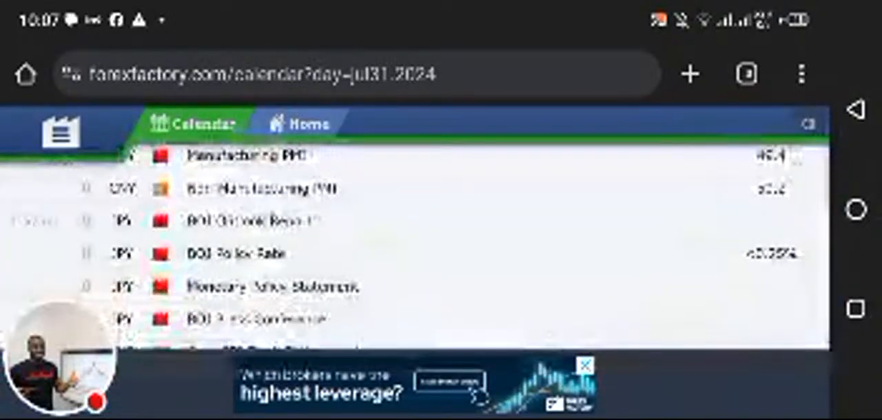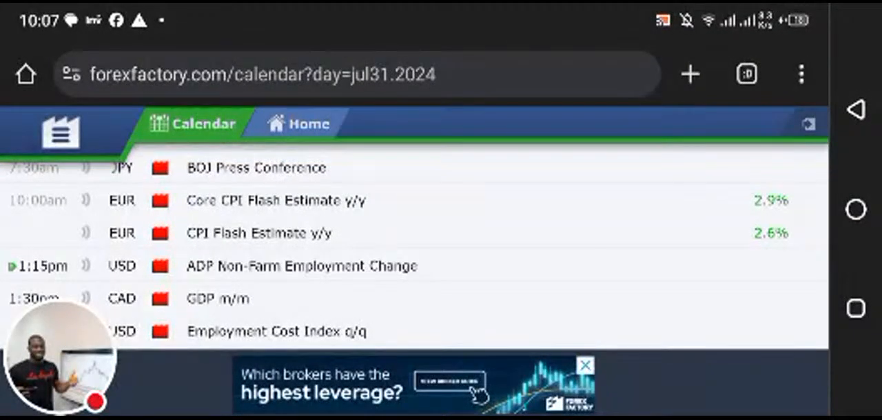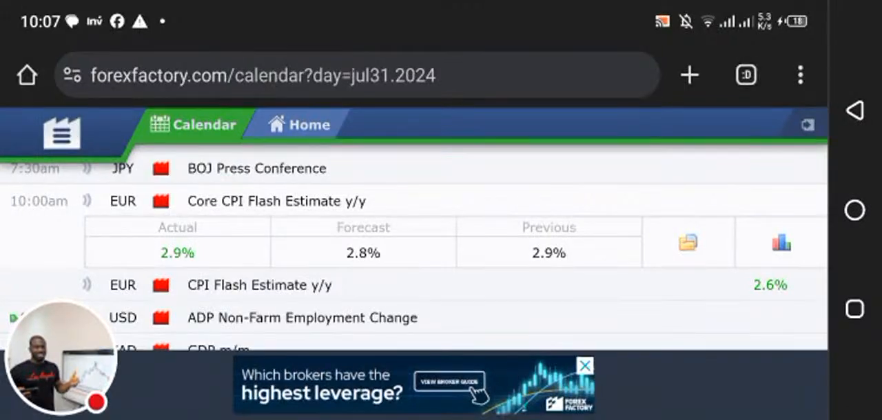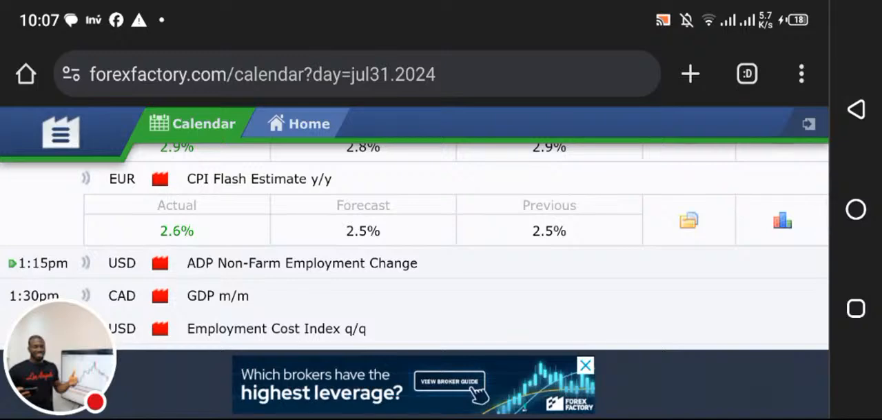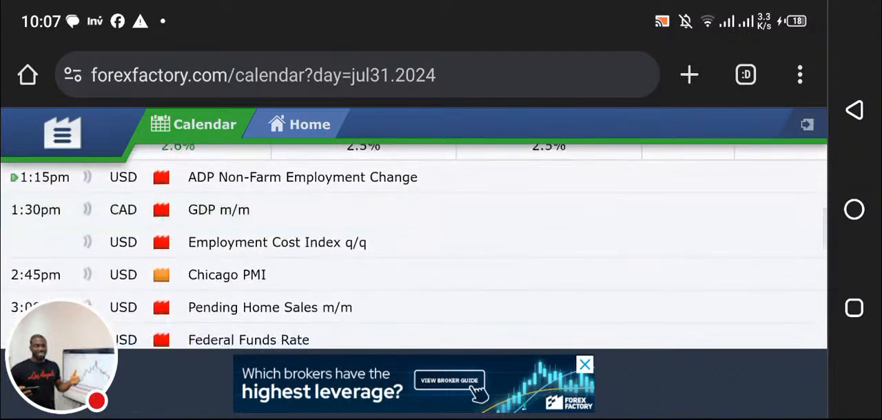So they should have released the euro news by now. You can see it's positive for euro. If you look at EUR USD now, EUR USD should be buying at the moment. We'll look at the chart in a few minutes. The data that was released was positive. The previous was 2.8, the actual 2.9 for CPI flash estimate YY, and for the core CPI flash estimate YY, that's 2.6, and the previous was 2.5. So it was positive for euro, so euro should be bullish at the moment.